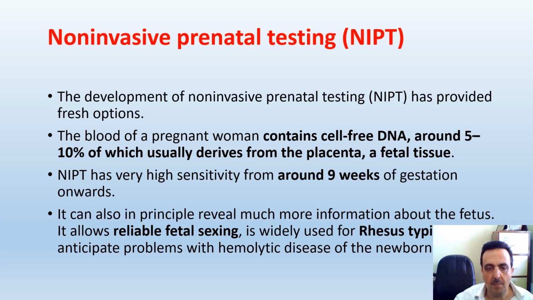We can take some blood around week 9 of the gestation, and it's quite good, as we said, to diagnose Down syndrome, other aneuploidies, fetal sexing too.